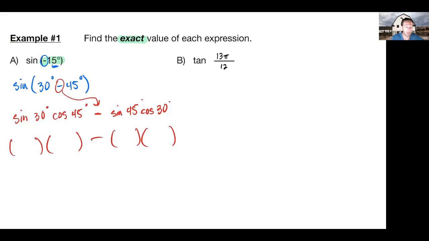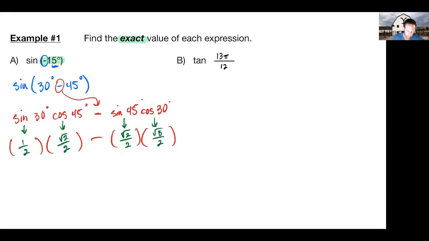And again, hopefully you have these memorized by now. Sine of 30 is 1/2. Cosine of 45, root 2 over 2. Sine of 45, also root 2 over 2. And the cosine of 30, since we knew sine was 1/2, this would have to be the other 30, 60, 90 ratio, which would be root 3 over 2.